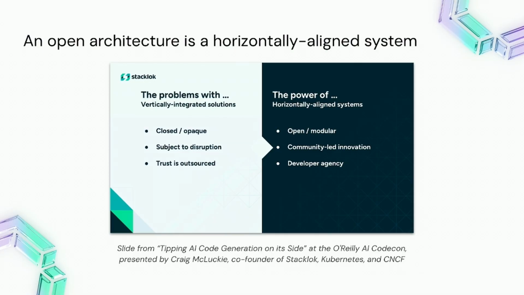Whereas in a horizontally aligned system, it's open and modular, so you can invite the entire community, whether it's inner source in a company or open source with the entire world, to work together to actually make the AI code assistance and the horizontally aligned system better. And so in our point of view, Craig's and mine, it promotes developer agency.